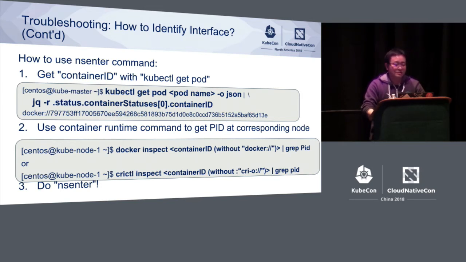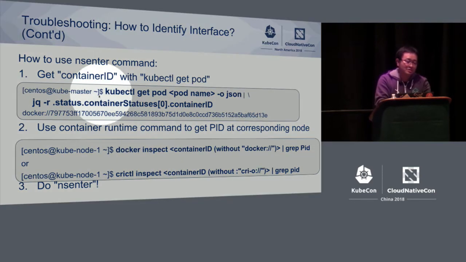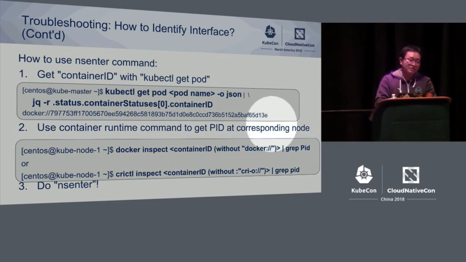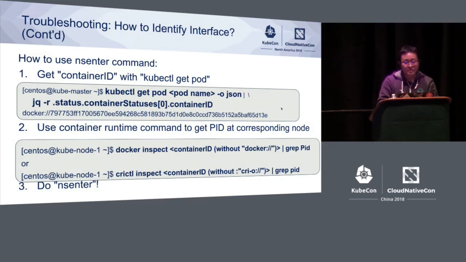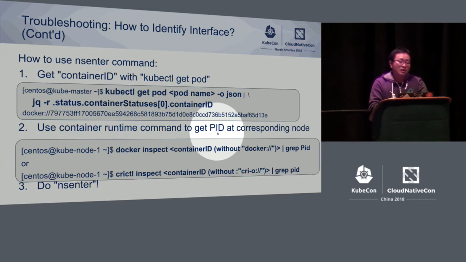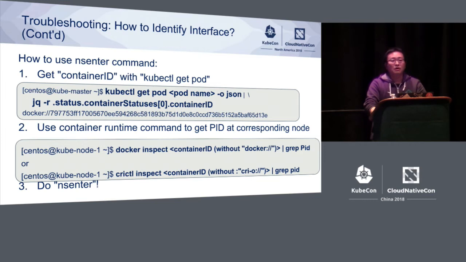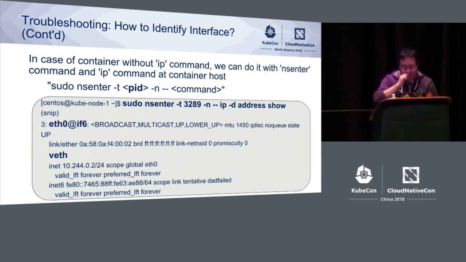First, let's run kubectl get pod with JSON or YAML output. Then we can see the container ID in the output. The container ID may be something like docker:// followed by a long string, or cri-o:// in the case of CRI-O. Using this ID on the target kube node, with docker inspect for the Docker runtime, or crictl inspect for the CRI runtime, we can get the PID from the output. That's the way to identify the PID of the pod. And then we do nsenter like that, and we can get the interface output.